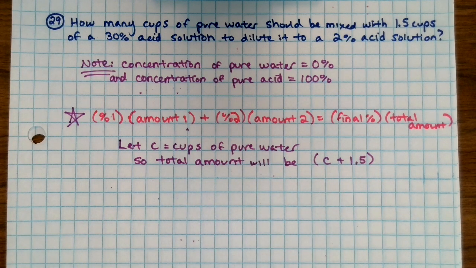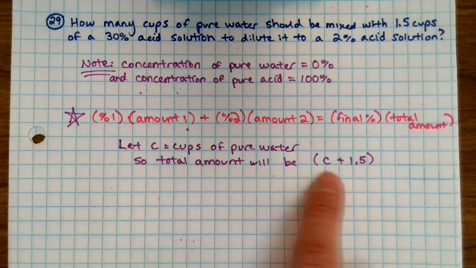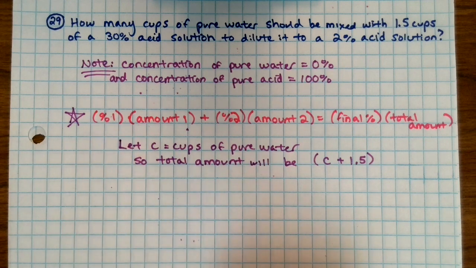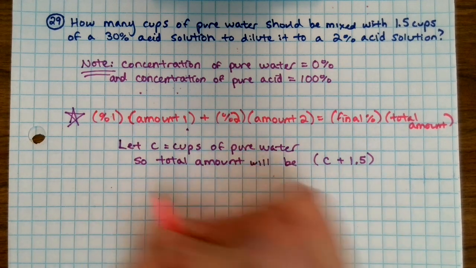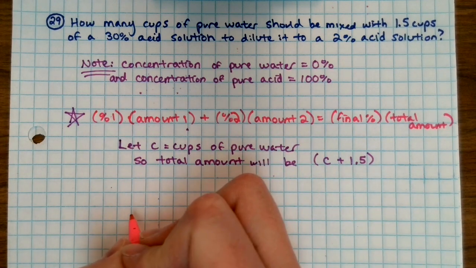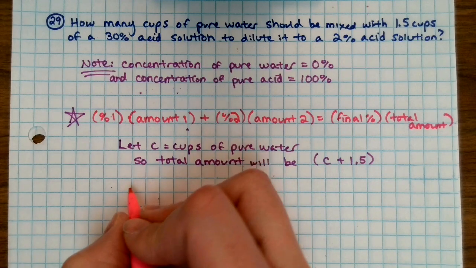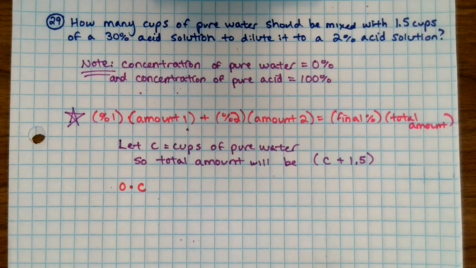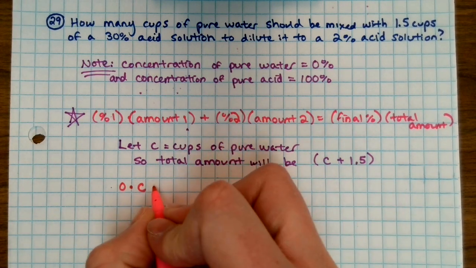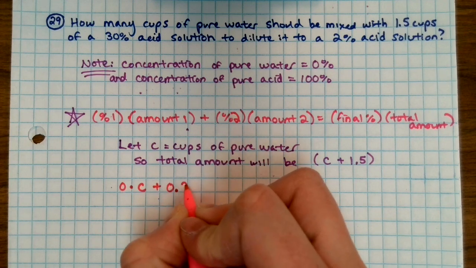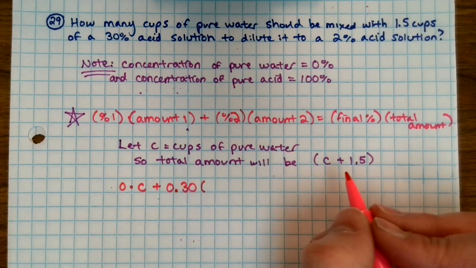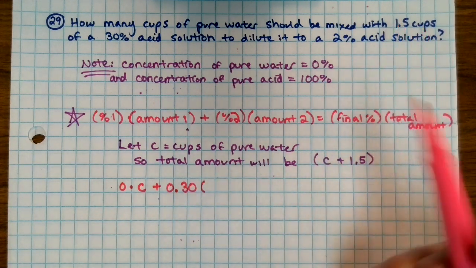So now when we go through and plug this information in, using again our variables that we've listed here, percent 1 is actually 0%. So we're going to have 0 or 0.0, however you want to write it, but it's just 0. So we're going to have 0 times the amount of 1, which is C, because we don't know what that is. Percent 2 is 30%, so we're going to write that as a decimal, just like we did when we solved the percent equation problems. Times the amount of 2, which is 1.5 cups, because it tells us again that 1.5 cups are being mixed.